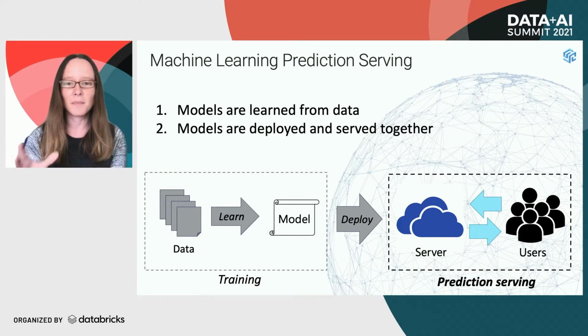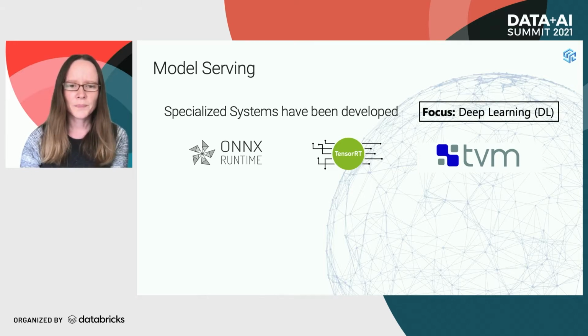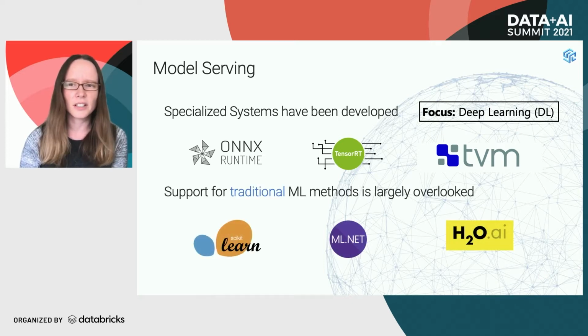So this prediction serving and model serving will be what I'll be referring to today, versus the initial phase, the training phase. When we got started looking at this model serving, we did a survey of what systems already exist in practice today. And there's a lot of specialized systems that have been developed, such as ONNX Runtime, TensorRT, and TVM. And we noticed that a lot of these systems focus on deep learning, or DL. And there wasn't nearly as much in the space of traditional machine learning methods. It's largely overlooked. So for example, scikit-learn, ML.NET, and H2O.ai.